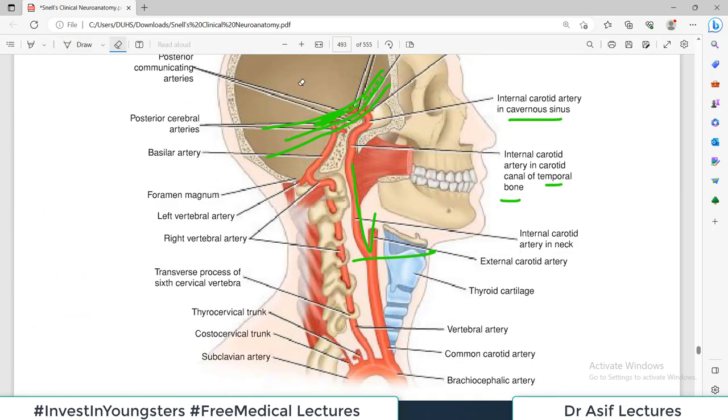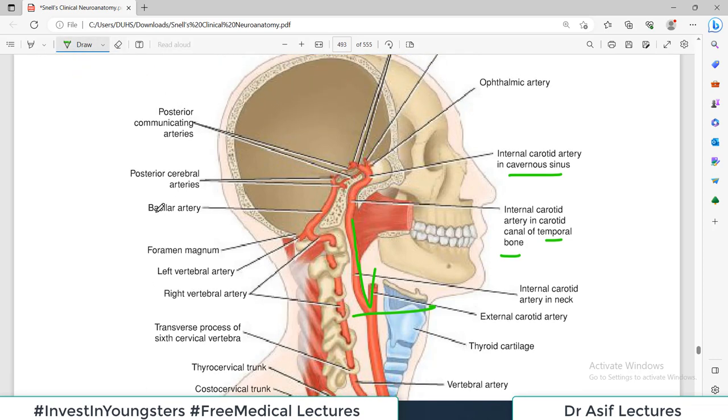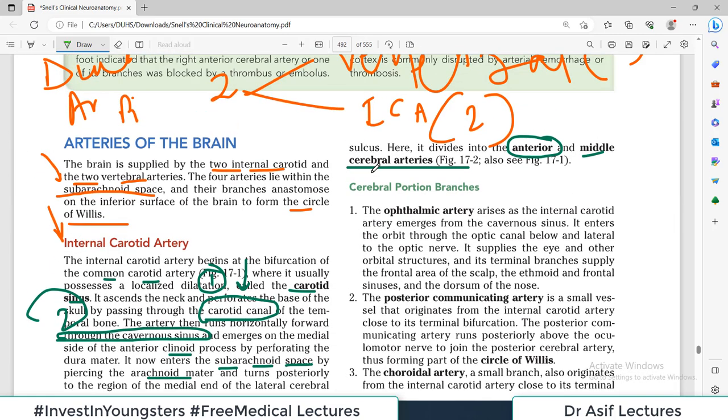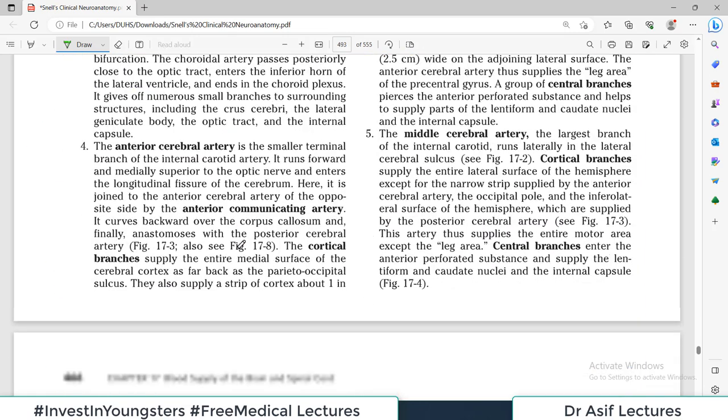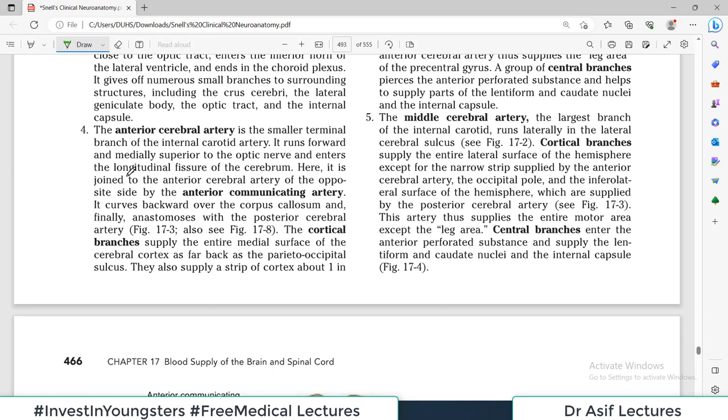Once it reaches the subarachnoid space, it will give rise to a lot of branches, obviously, which will supply different areas of the brain. Abhi पढ़ते हैं उनके बारे में, but there are the terminal branches: इसकी दो आखिरी ब्रांचेस कौन सी हैं. The two terminal branches of the internal carotid: एक है एंटीरियर सेरिब्रल आर्टरी और दूसरी कहलाती है मिडिल सेरिब्रल आर्टरी. They are extremely important, they are large branches, they are terminal branches.